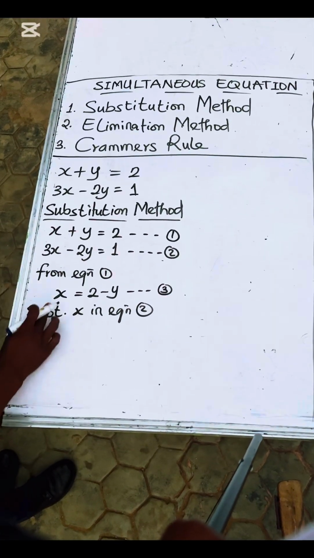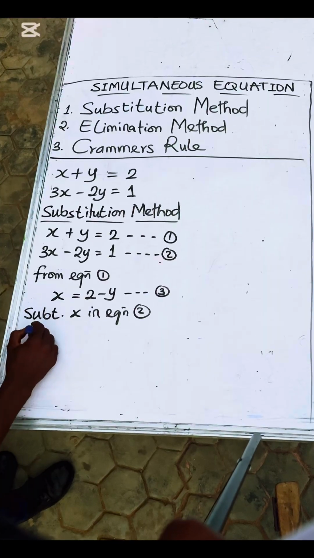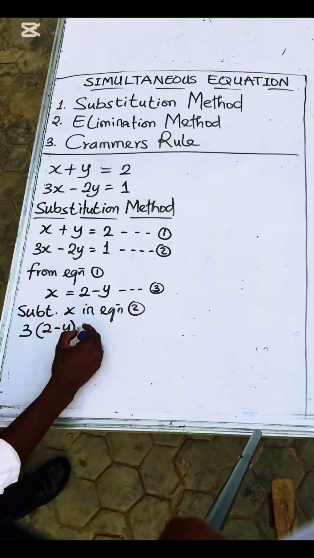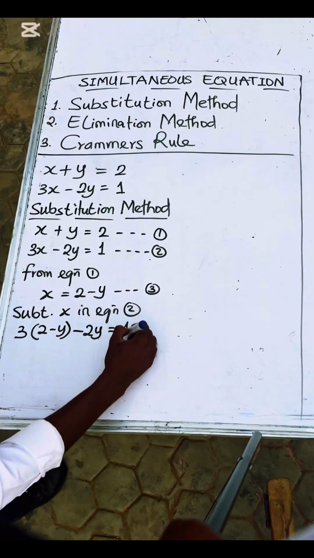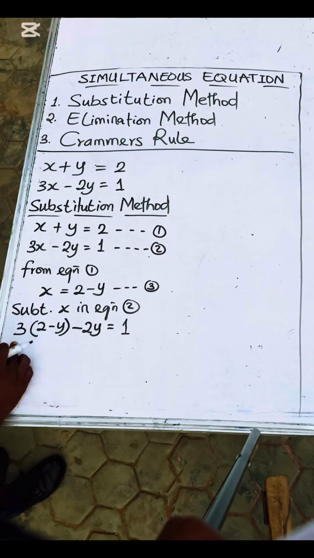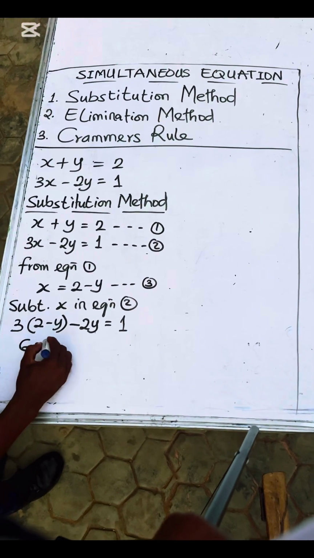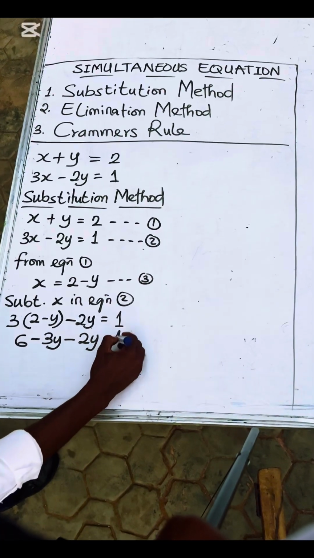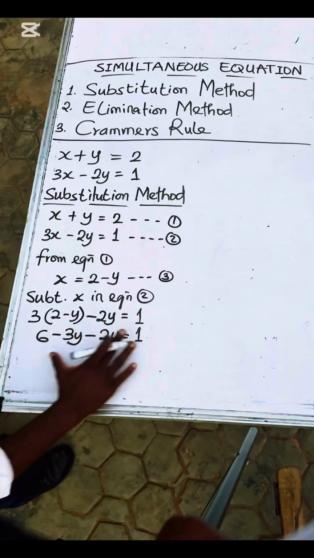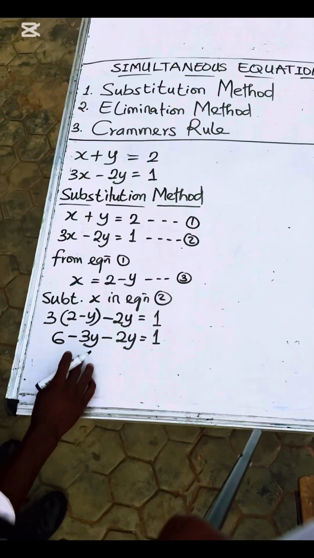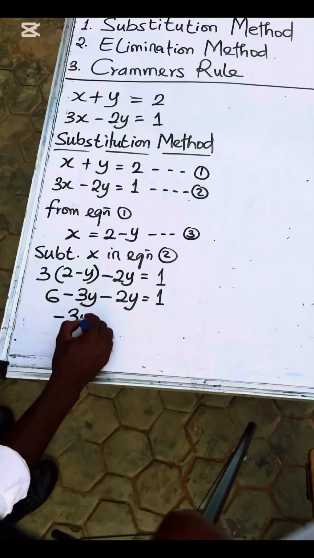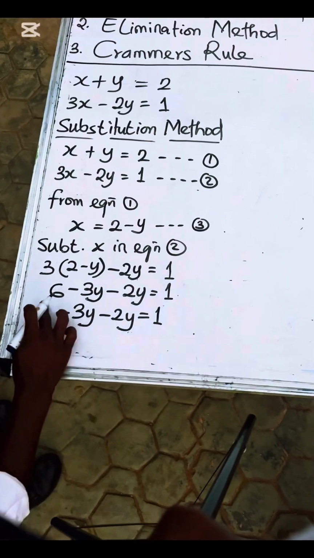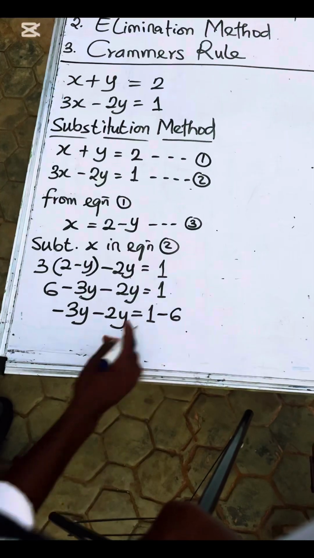Now, this is my equation 2. Wherever I see x, I replace it with 2 minus y. This is 3 brackets of 2 minus y in place of x, minus 2y is equal to 1. Opening up this bracket, we have 3 times 2, 6, minus 3y minus 2y is equal to 1. Now we collect like terms, where we have the y on one side: minus 3y minus 2y is equal to 1, and our 6 goes over to become what? Minus 6.